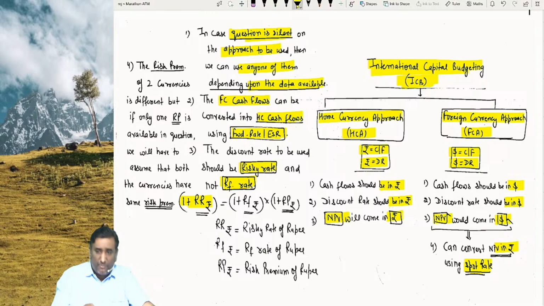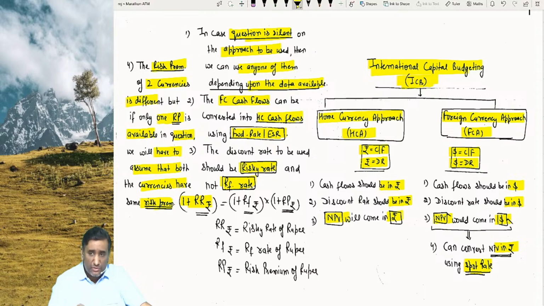So the problem which comes in the question is, two countries will have different risk free. Yes. Two countries will have different risky rate. Yes. Actually, two countries should have two risk premiums also. You cannot have the riskiness of one country equal to the second country. But in the question, if nothing is said, we'll assume the risk premium of two countries is same. The risk premium of two currencies is different, but if only one risk premium is available in the question, we will have to assume that both the currencies have the same risk premium.